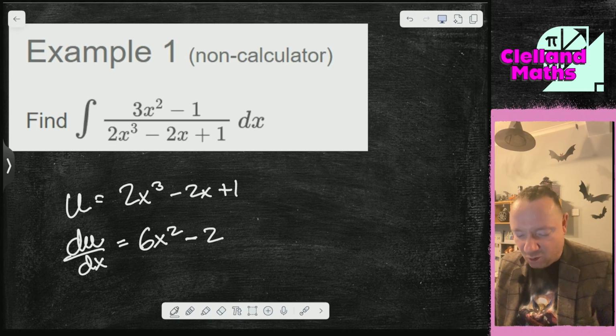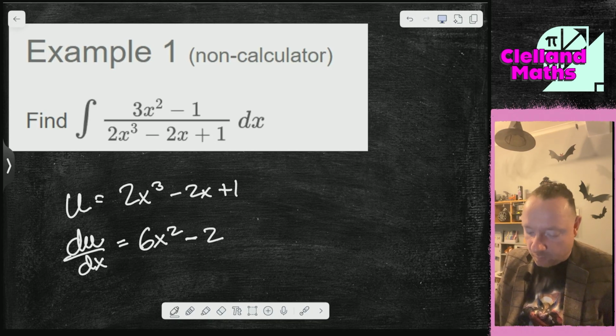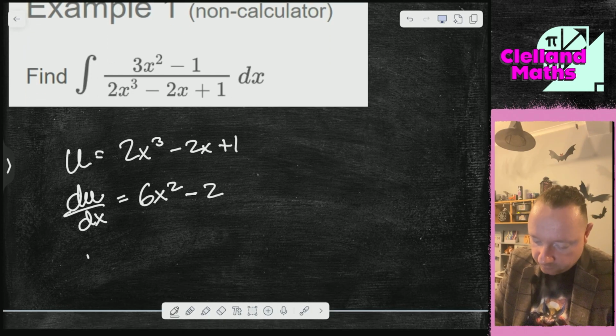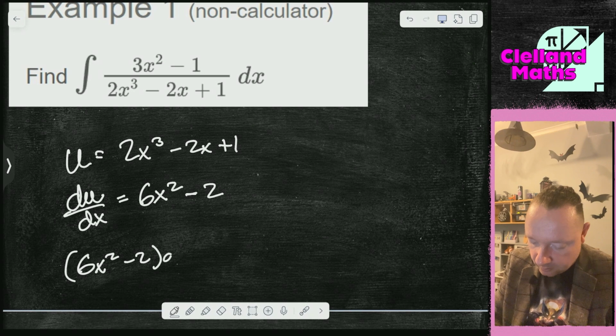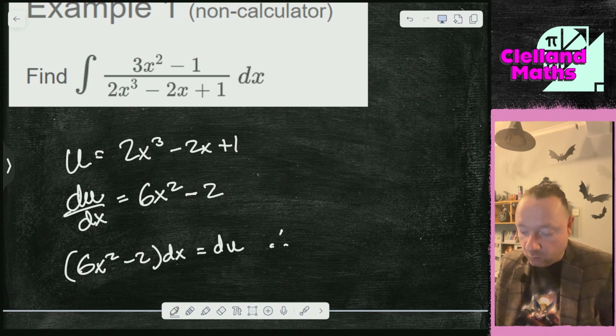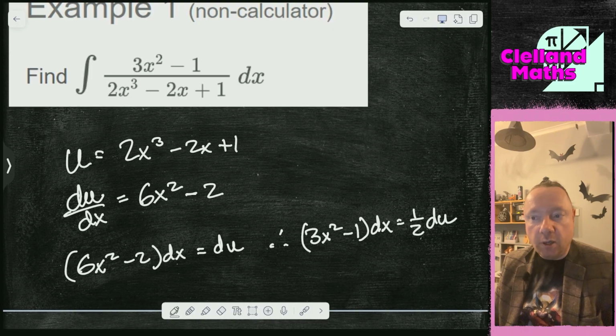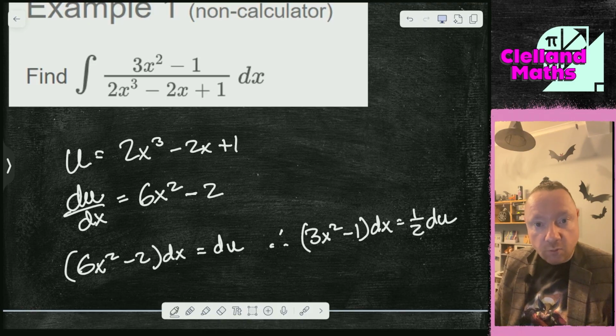Well, that's sort of 3x squared minus 1. It's just a multiple. So I could say I've got 6x squared minus 2 dx equals du, and therefore if I'm wanting 3x squared minus 1 dx, then that's a half du. So now it's kind of an integration by substitution. Now there's a rule you could remember which turns this into a log, but I prefer to just not remember loads of rules, so I'm going to do it like this all the time.